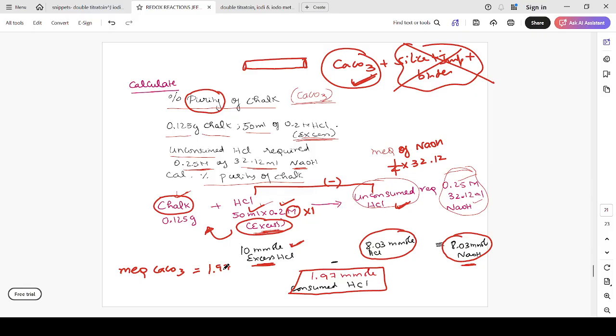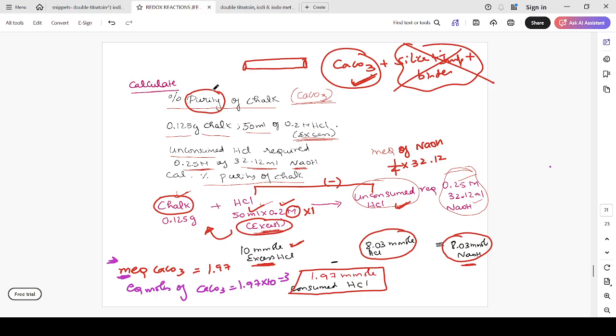Can I say that? Am I audible? Right. So I say that milli equivalence of calcium carbonate is 1.97. In other words, equivalent moles of calcium carbonate is nothing but 1.97 into 10 power minus 3. This is milli. If I want to convert into moles, I should multiply by 10 power minus 3, isn't it?